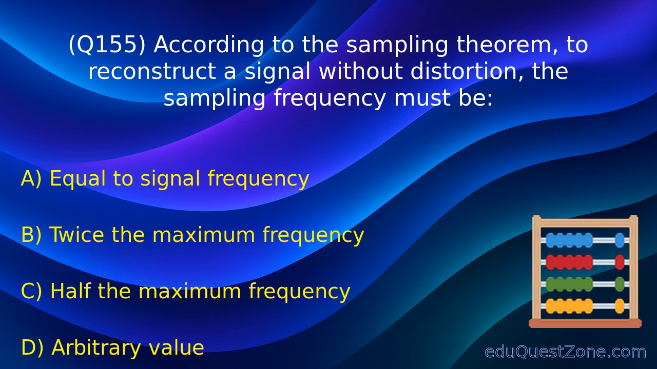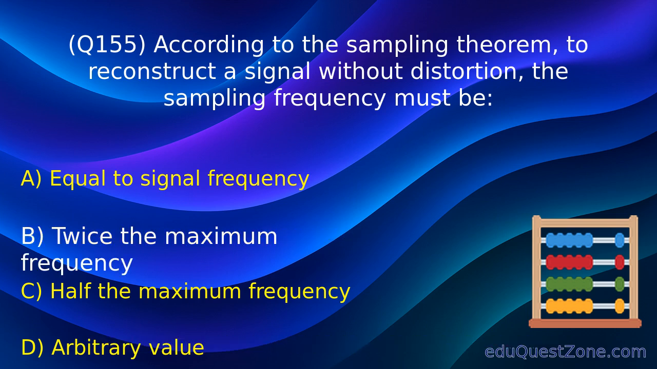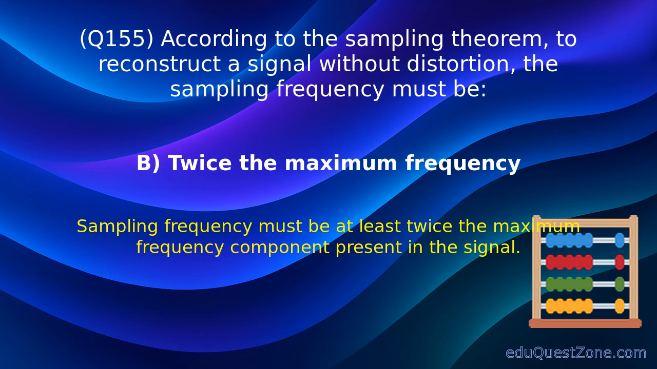Question 155. According to the sampling theorem, to reconstruct a signal without distortion, the sampling frequency must be? Option B, twice the maximum frequency. Sampling frequency should be at least twice the maximum frequency component.